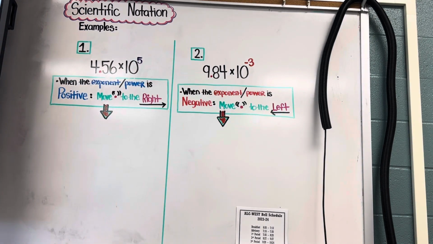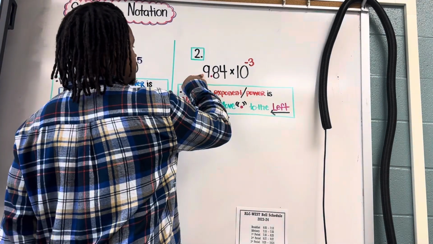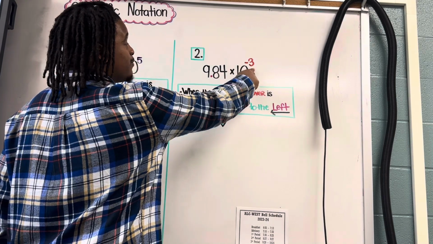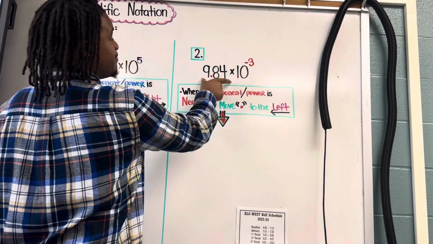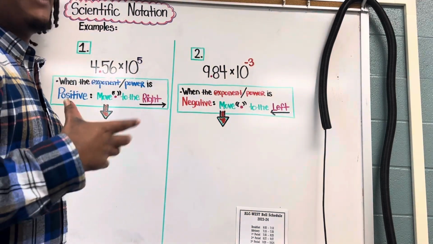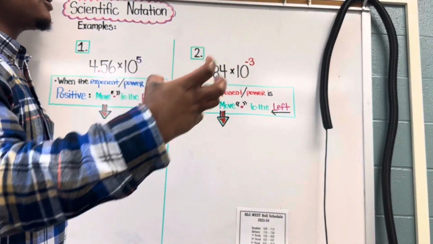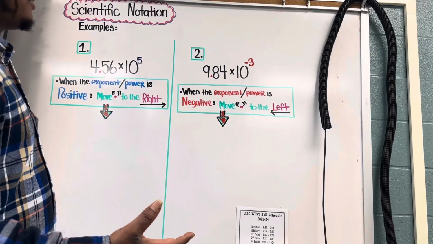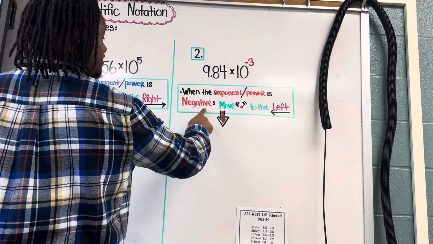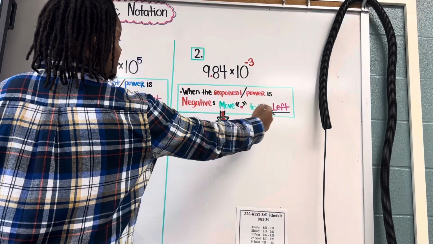Okay, now in this particular example, guys, example 2, if you notice, we have a negative exponent. Whenever we have a negative exponent, guys, that means that this number is actually a decimal. It's actually a very, very small number, so small to where it's actually a decimal. Okay, so when the exponent or power is negative, we move the decimal point to the left.